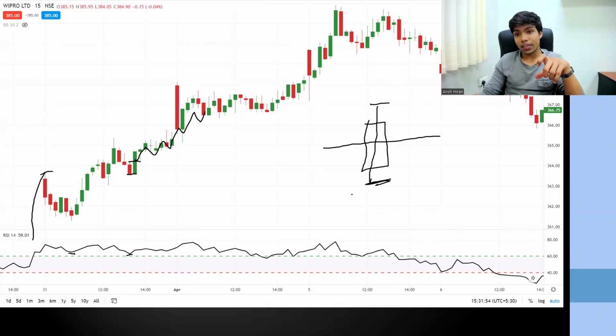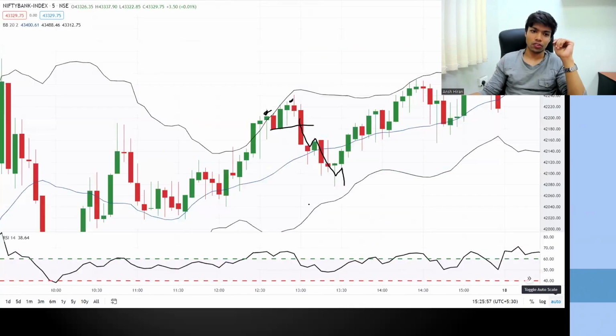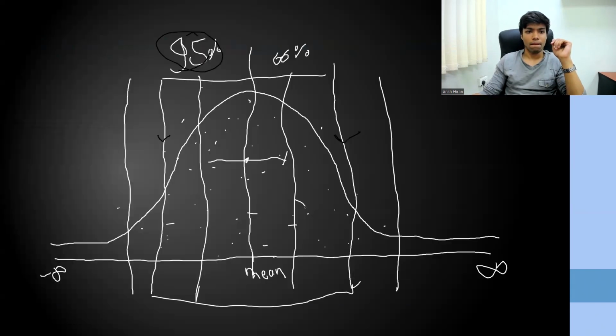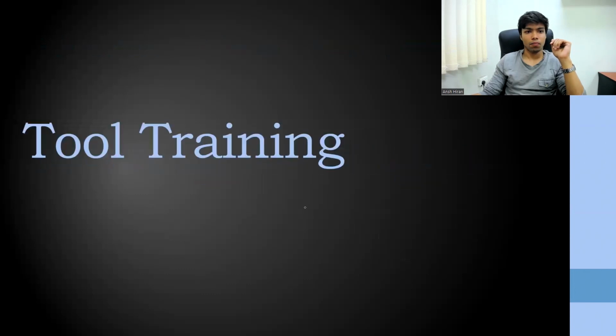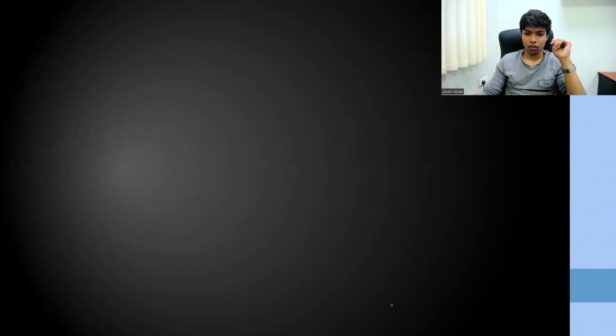Now, what happens in the case of support and resistance? Let's talk about that also. Okay, let's talk about this first, support and resistance. How to buy at support and how to sell at resistance, when to buy actually, at what time you should buy. Let's see this.